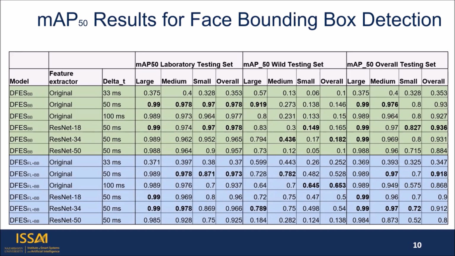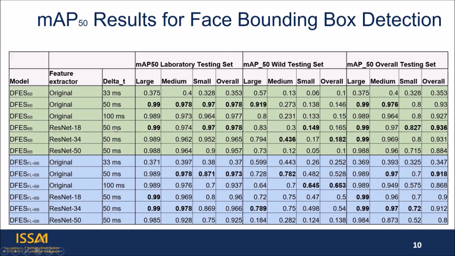In general, the mAP score was higher for large faces, showing the difficulty of detecting faces farther from the camera. Also, compared to the laboratory testing set, the result for the wild part of the dataset received a lower score. This might be caused by the presence of multiple faces on event streams in uncontrolled poses. The best results for the face bounding box detection were achieved by the model with the ResNet 18 feature extractor and 50 millisecond accumulation time.